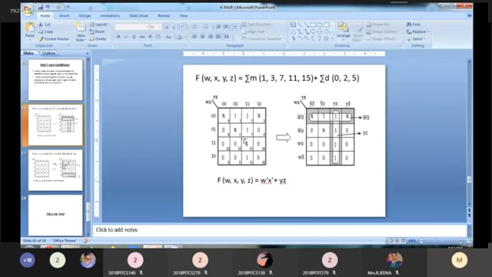Okay, what are the values? First this quad group, what are the values? W bar, Z bar, W bar, X bar, Y bar, Z bar.